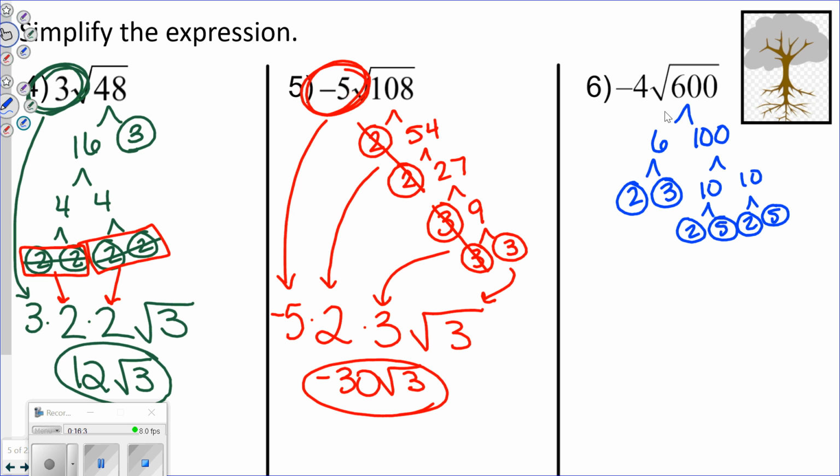All right. So again, it does not matter what route you took, as long as your basic math was okay. 6 times 10 is 60, not 600. All right, so I'm looking for pairs, though. Please, please, please circle your primes. It helps you out so much.